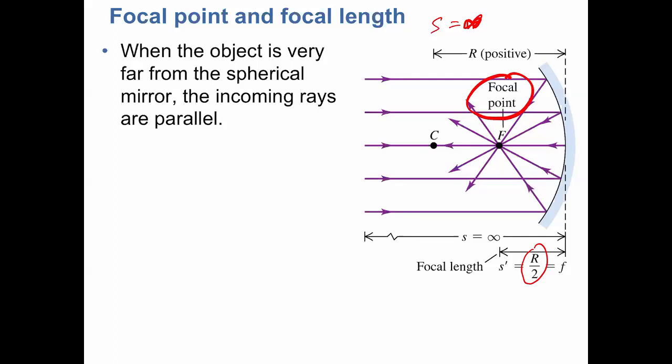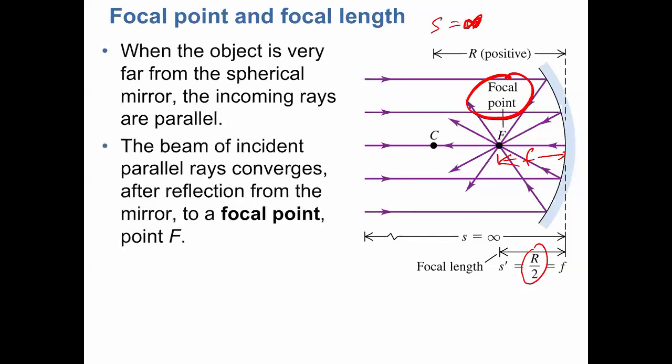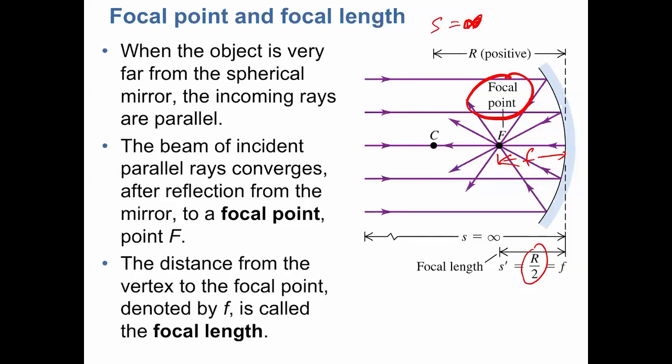The focal point is exactly half of the radius distance, and its length is known as the focal length. That means capital F is the focal point, lowercase f is the focal length. You can see all the light rays converge at that focal point. Since they all converge at that focal point, that's where the image will be generated. For this particular case, the beam of incident parallel rays converges after reflection from the mirror to the focal point. The distance from the vertex to the focal point is denoted by lowercase f, again known as the focal length.